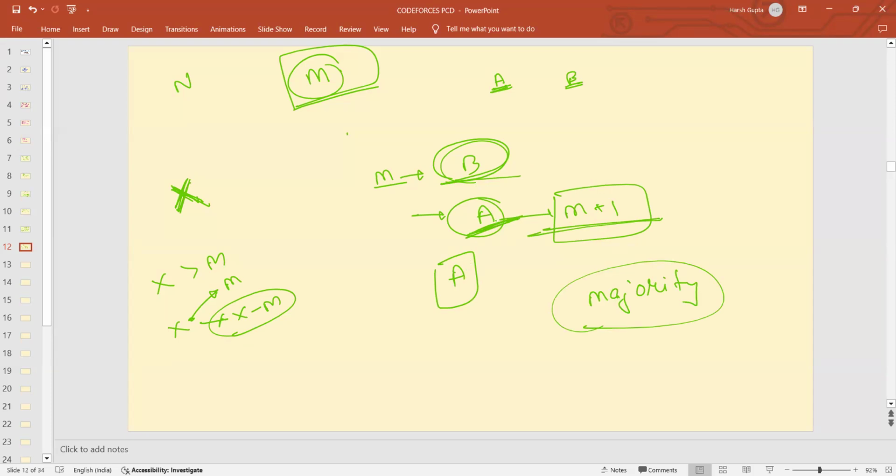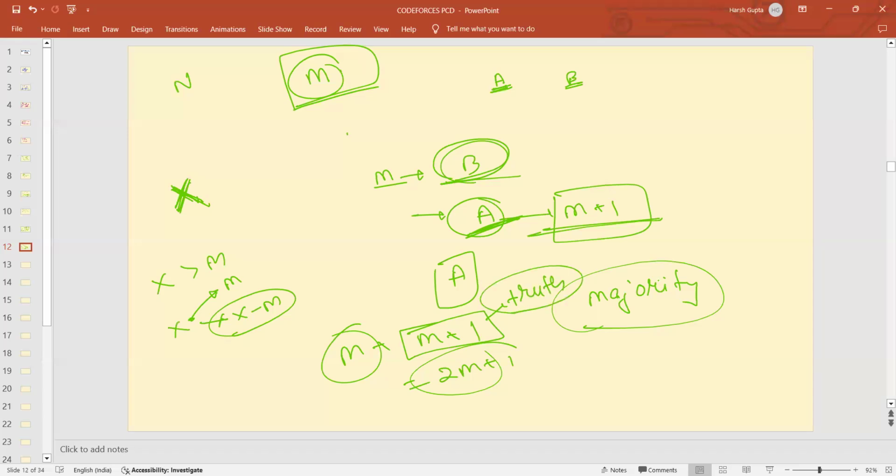So how many minimum persons do I need? m plus 1 plus m, that is basically 2m plus 1. Of these, m are the ones who always tell lies, and m plus 1 are the ones who always tell truth. Is it clear now?